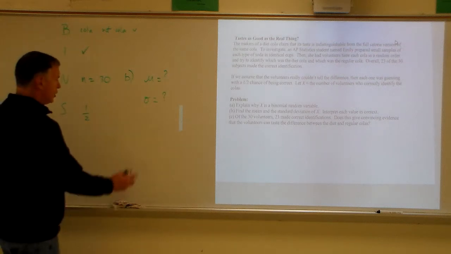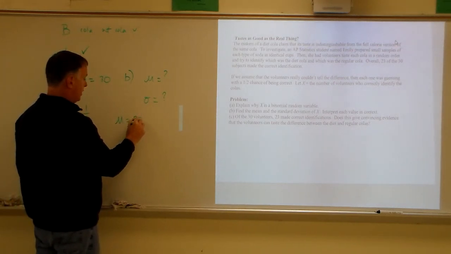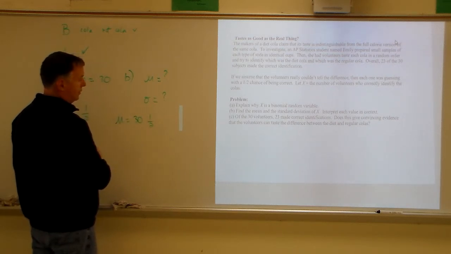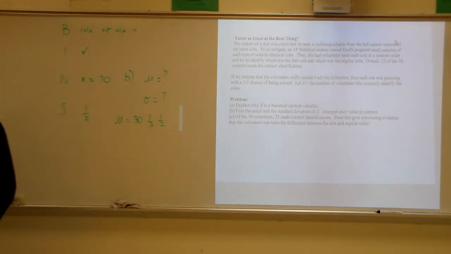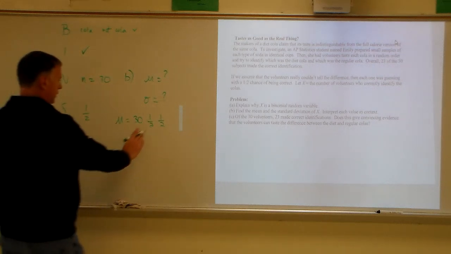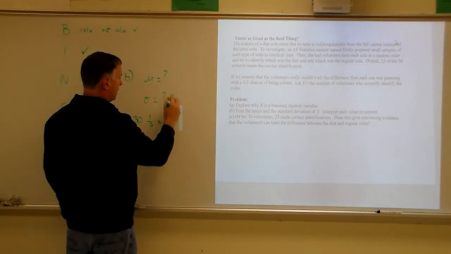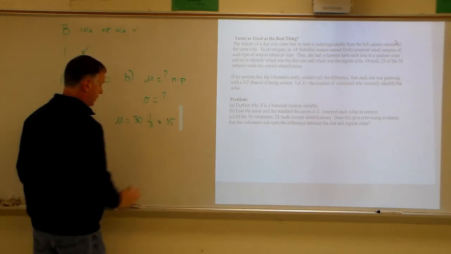N times P times Q. The mean is N, which is 30, times P, which is 1/2, times Q, which is 1/2. Right? N times P, oh, I'm sorry, no, my mistake. I was getting the standard deviation. The mean is N times P, that's our formula. 30 times 1/2 is 15.